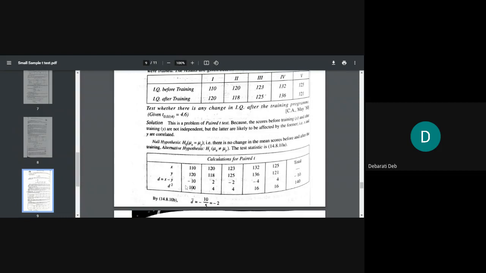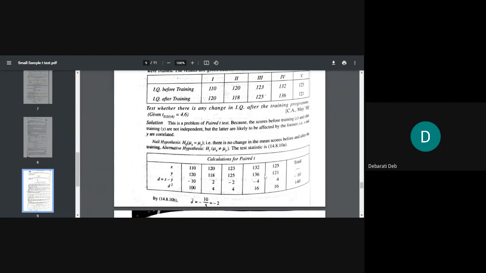Then in the next row you will do D square. You will just make square of the values of D. Minus 10 square means 100. 2 square means 4. Minus 2 square means 4. Minus 4 square means 16. 4 square means 16. Then you will get the total of D and D square both.